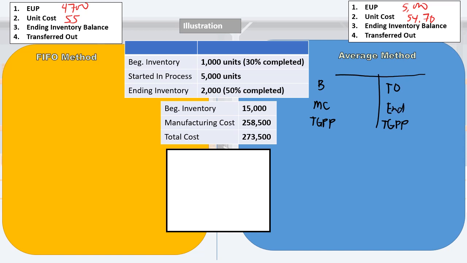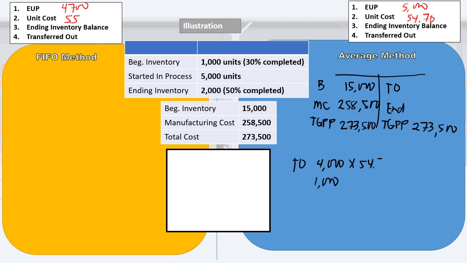So, yung beginning balance natin, 15,000 yun. Then, yung manufacturing cost, 258,500. So, yung TGPP natin ay yung total nun ay 273,500. So, lagay lang na natin sa right side. So, dahil average method yan, parang merchandise lang yan, i-multiply lang natin dun sa number of units, di ba? So, yung transferred out units natin is 4,000. Then, yung ending inventory natin, equivalent unit of production, is 1,000. So, 4,000 times 54.7. Dito naman, 1,000 times 54.7.